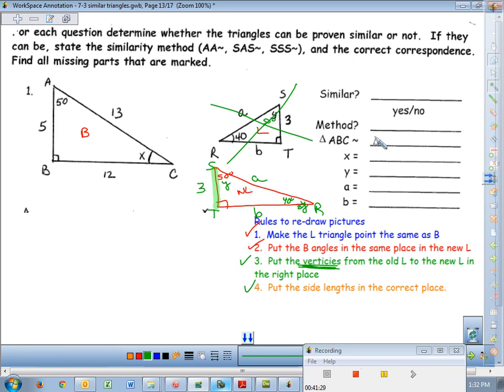Are these similar? Yes or no? Side, side, side, side, angle, side, or angle, angle. What do you think? Are they similar? Look at these two now. It's so easy to tell. Are they similar? Yes or no? Yes. Method: angle, angle.